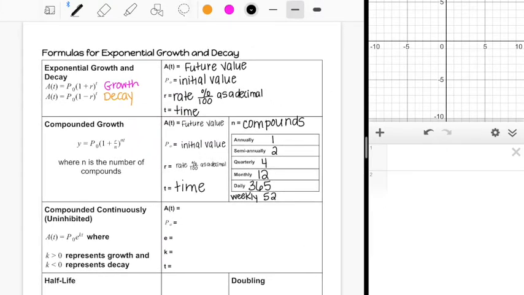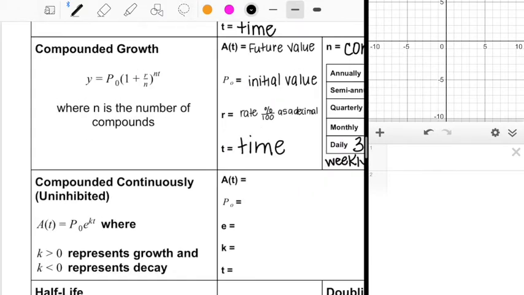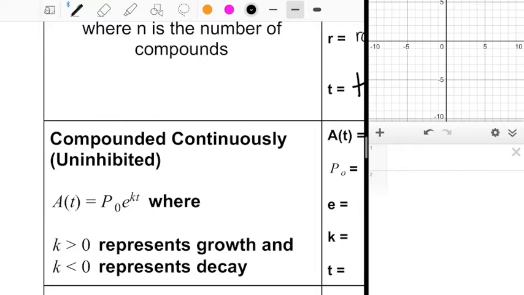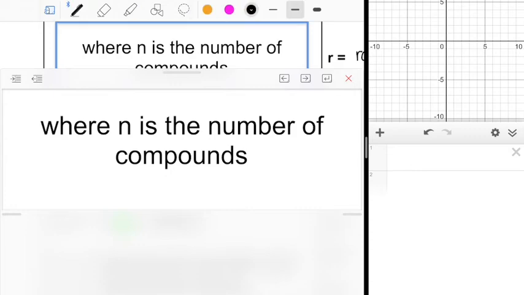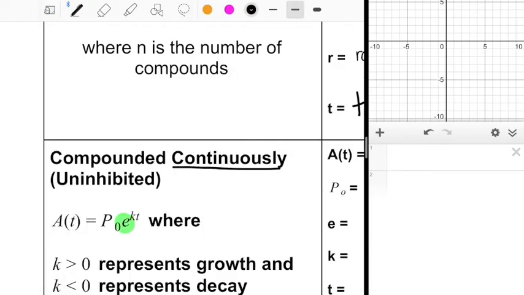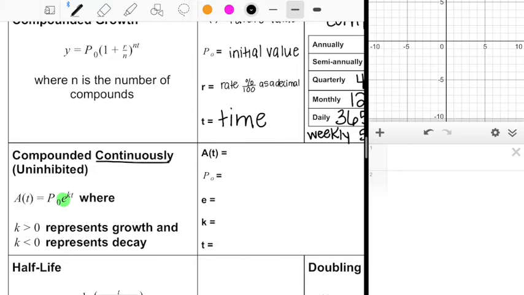Now, we have compounded continuously. So don't confuse compounded and compounded continuously. Continuously is always going to be used with our natural base e. Now, in this particular example, it gives me k. Most of the time you'll see the formula with k, but k is essentially the same thing as the rate, so k is the same thing as your r. Now, when you do it continuously, that means that my k value is going to be greater than 1.